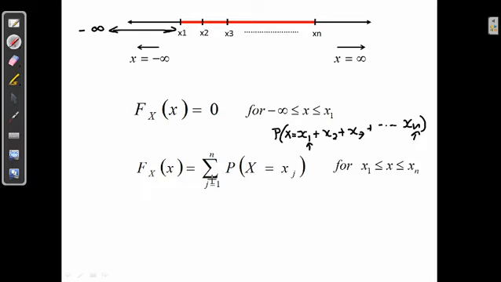Clear with that? ಅರ್ಥ ಆಯ್ತಾ ಇದು? Okay, so this is what we use when you are using discrete, for X equals what? x1 to xn. ಮೈನಸ್ ಇನ್ಫಿನಿಟಿಯಿಂದ x1 ವರೆಗೂ ಏನು ಬರುತ್ತೆ? 0 ಬರುತ್ತೆ. x1 ಇಂದ xn ವರೆಗೂ ಏನು ಬರುತ್ತೆ? Summation j is equal to 1 to n, probability of X equals x j.